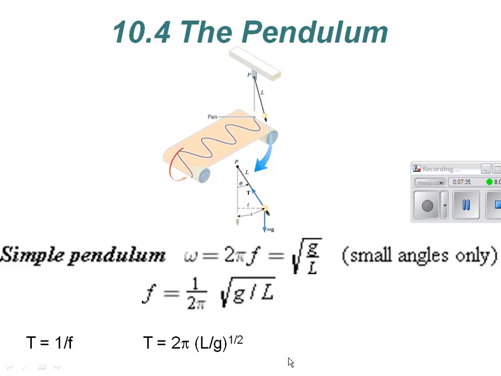So pendulums are dependent on gravity, whereas the period of a mass on a spring is dependent on the spring constant and the mass that's attached to that spring. So the mass on a spring can actually work without gravity, where a pendulum cannot.